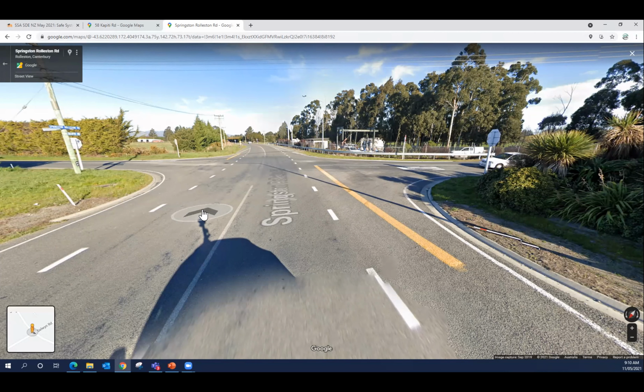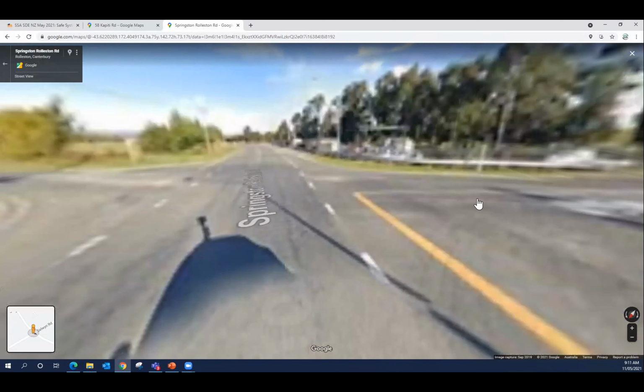So they're turning left and right off Selwyn Road as well to get onto Springston Rolleston Road, and the gap there, the speed of traffic on Springston Rolleston Road coming along. So the ones at the stop have to make that choice, and trying to get them to slow down is a good idea. So those are the manoeuvres at that intersection.